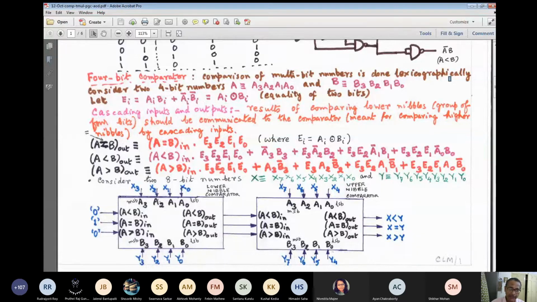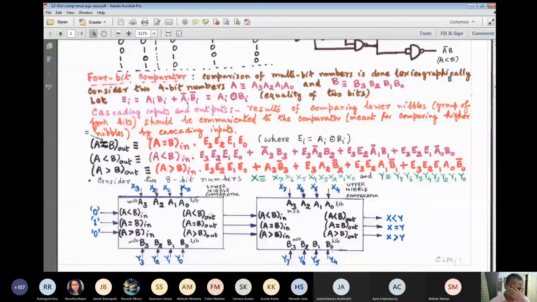Clear? Here also, these two. Yes, please ask me. Sir, the output A equals B out depends only on A equals B in and the 4-bit nibble, right? Yeah, let me explain, one by one. What I mean to say is that these 3 functions may be don't care on some of the variables, but overall you can see that.